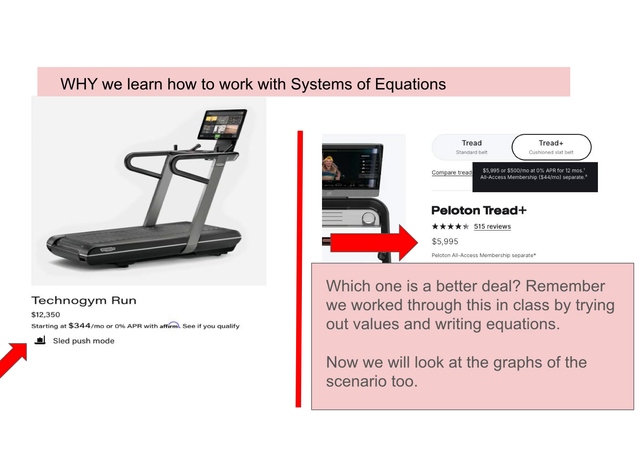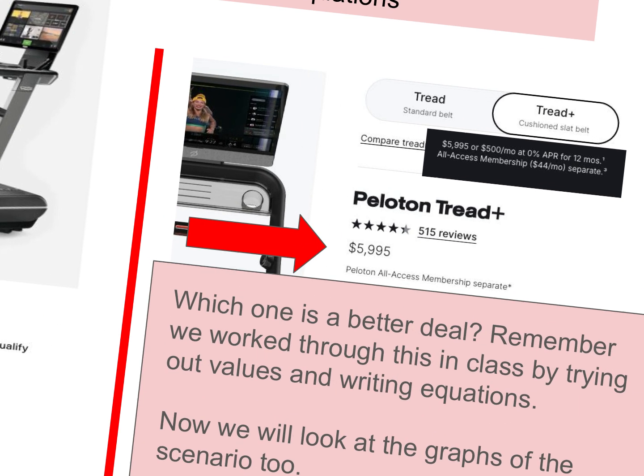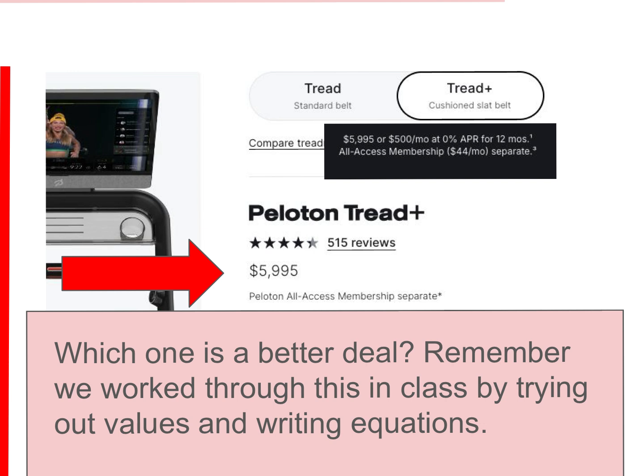So I'll refresh kids that were absent that we looked at this Peloton treadmill, and that Peloton treadmill cost $5,995, and then it had a monthly fee of $44 a month. So I'll circle that in red here. Most of you at your boards were able to write this equation. You said y had to be 44x plus 5,995.